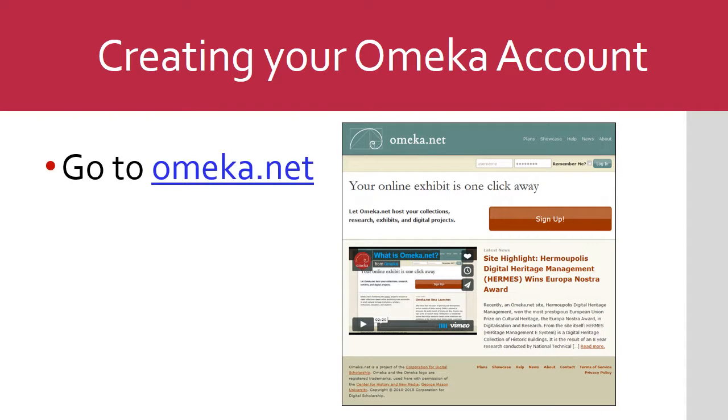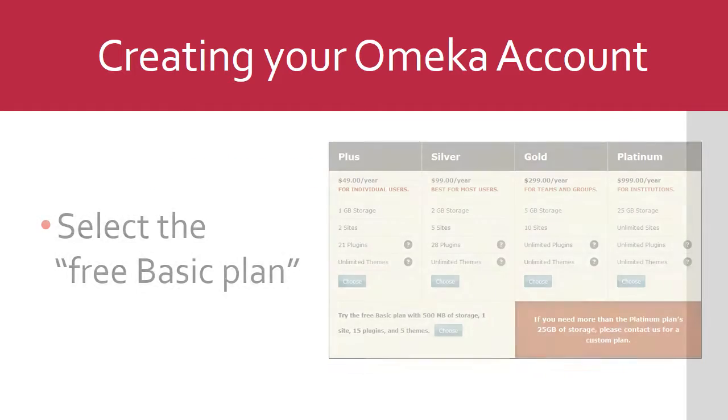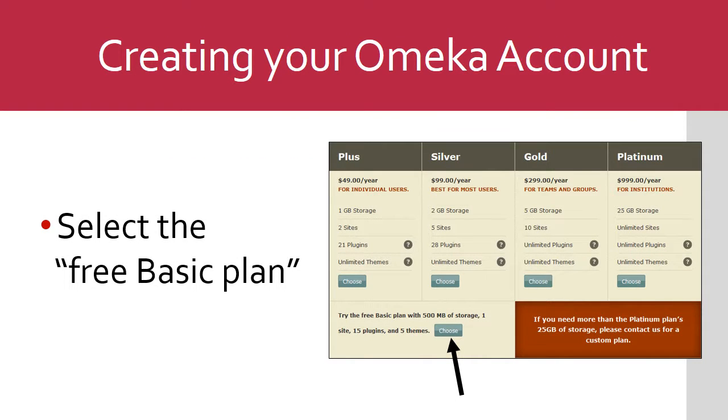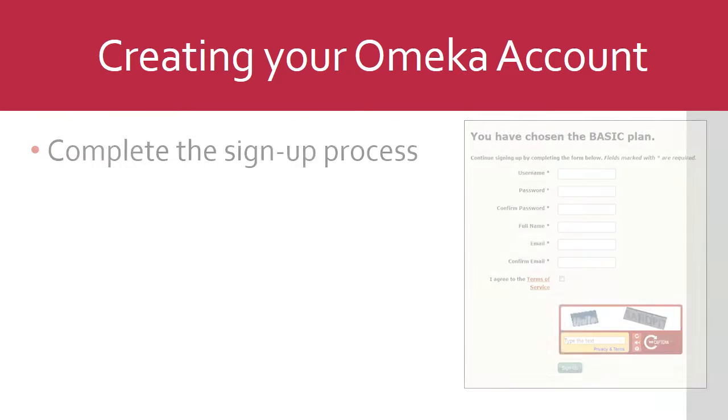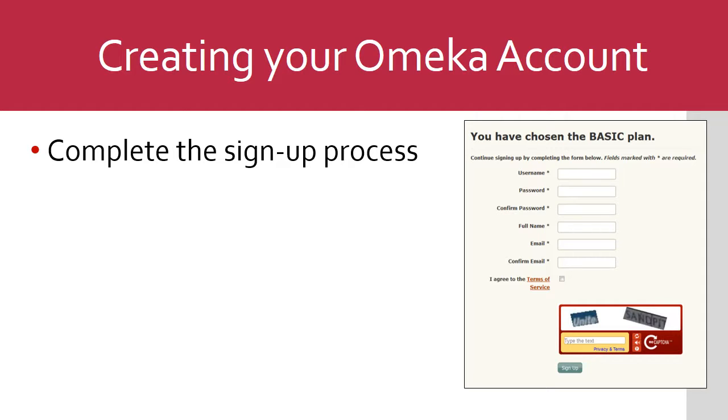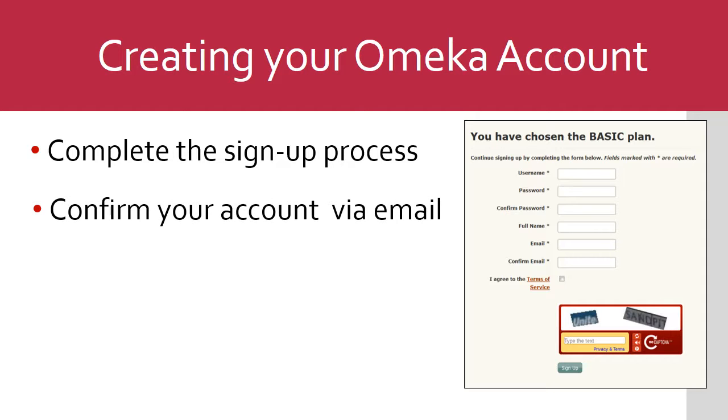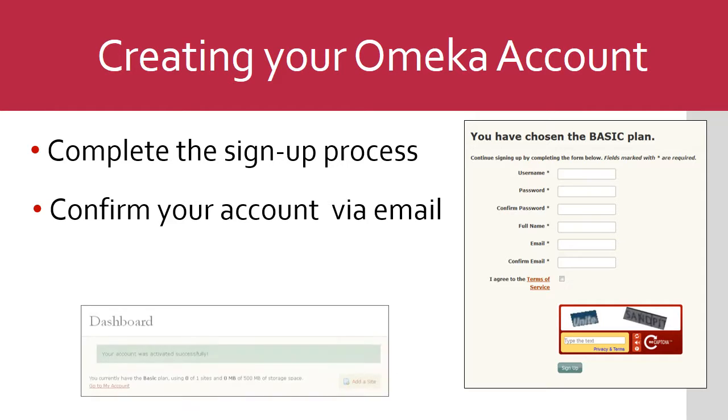To get started, go to omeka.net and click the Sign Up button. For this project, select the free basic plan. Once you've made your plan selection, complete the sign-up process by entering your information and accepting the Omeka Terms of Service. Once you have clicked Sign Up, you will receive a confirmation email. Click on the link in the confirmation email to access your new account dashboard.